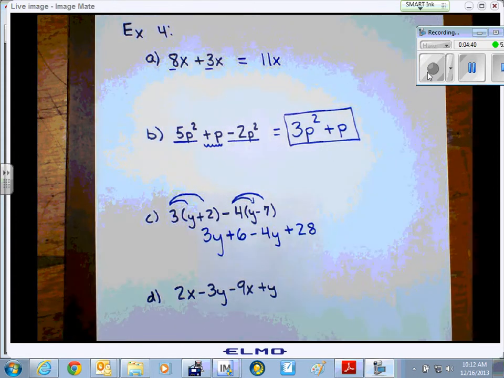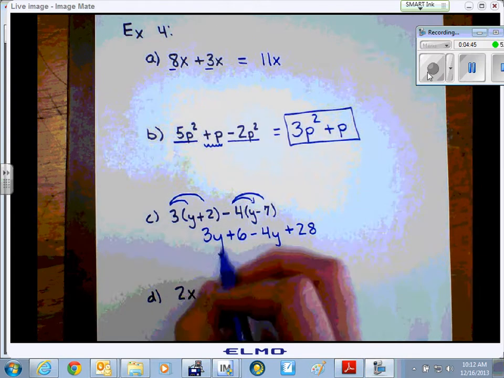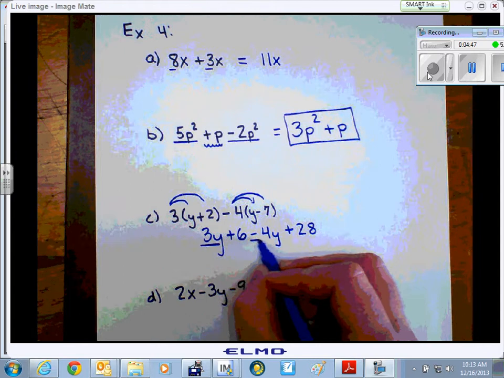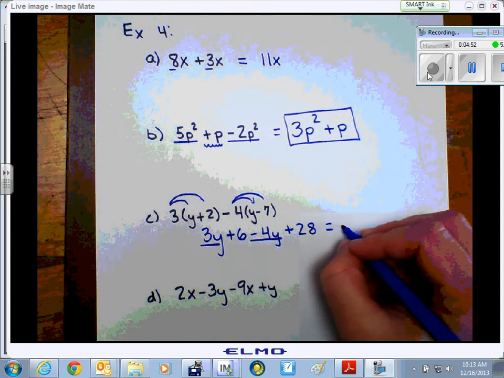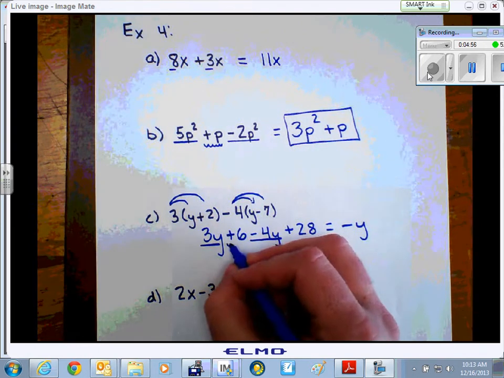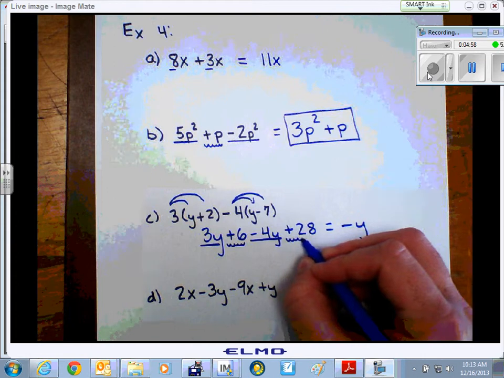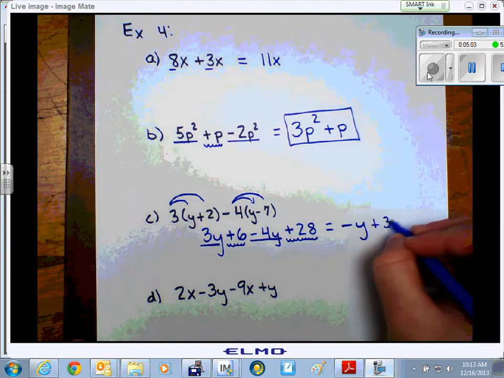So be careful with those negatives. So now, just like question B, look for your like terms. I've got a 3y and a -4y. 3 minus 4 is -1y, or just -y. Then you've got positive 6 and a positive 28. So 6 plus 28 gets you 34.